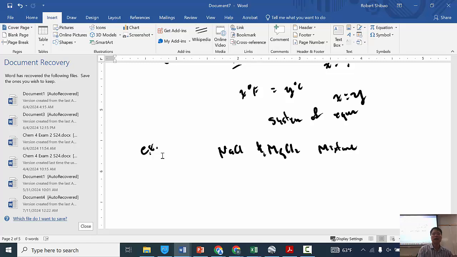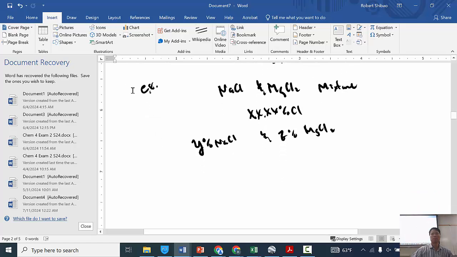And let's say the mixture had XX.XX% chloride. And the unknown would be, we want to know Y percent sodium chloride and Z percent magnesium chloride. This is chapter 2. In chapter 3, we see this problem-solving method in a couple of problems.